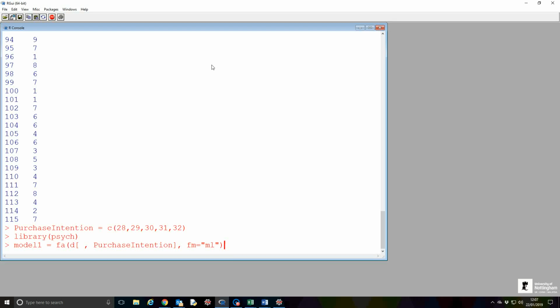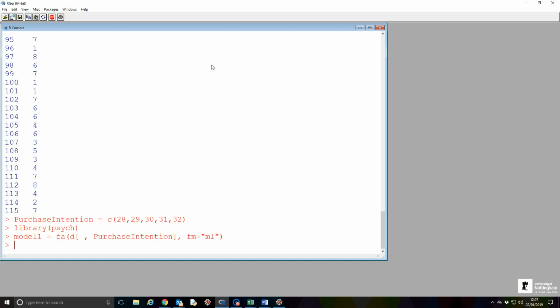Or if you get it wrong, if you spell something wrong, you'll get an error message. So we might get an error message now. I'm getting nervous. Let's press enter and see what happens. No error message, so that would lead us to think the model has worked.